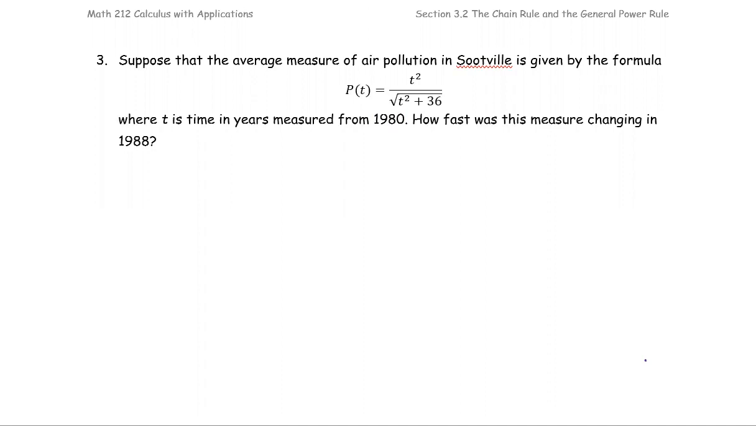Problem 3. Suppose that the average measure of air pollution in such view is given by the formula P of t equals t squared divided by square root of t squared plus 36. T is time in years measured from 1980. The question asks for how fast was this measure changing in 1988. For the year 1980, that means t equals 0.